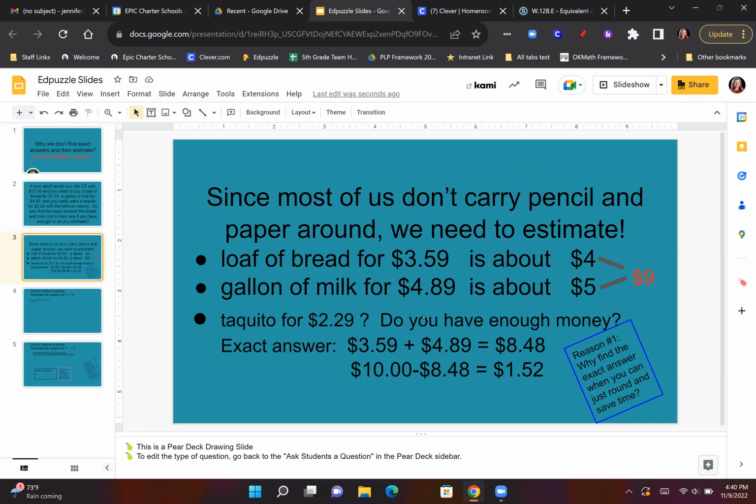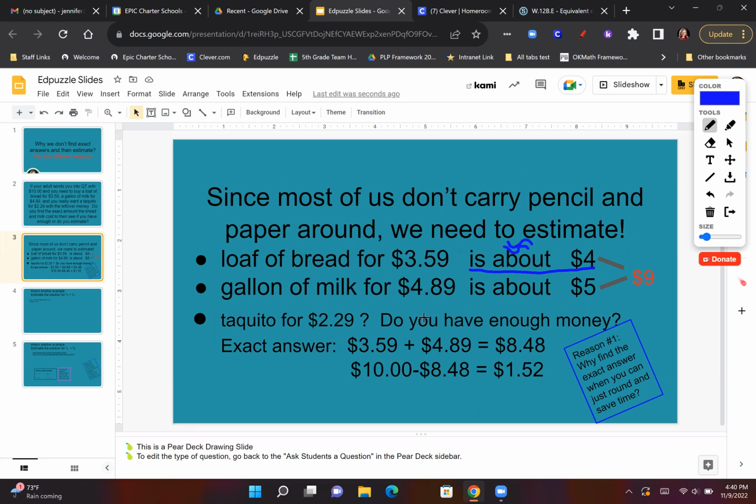We need to estimate. So if our loaf of bread is $3.59, we can assume that that is about $4. And remember, about can be that wavy little equal sign, about $4. And a gallon of milk is $4.89, so it is about $5. That's an estimate. And so together that's $9. Do you have enough money for the taquito for $2.29? No, we figured that out really quickly, right? We know we're not going to have enough money. So our first reason is, why find the exact answer when you can just round and save yourself some time?